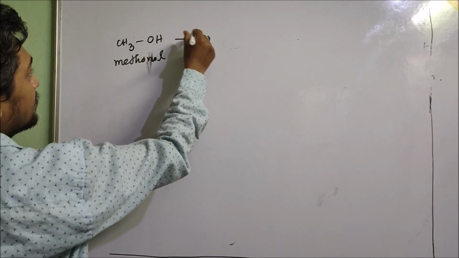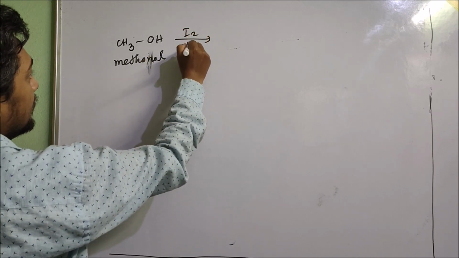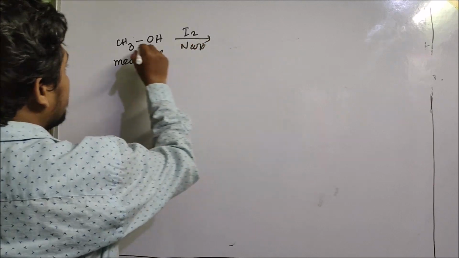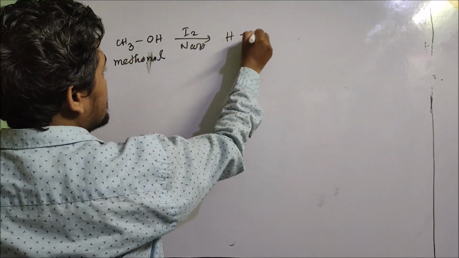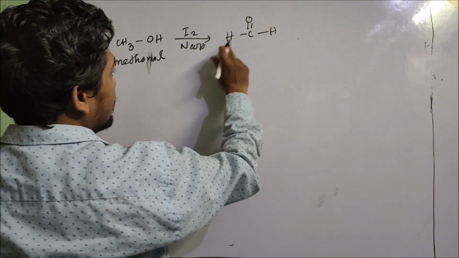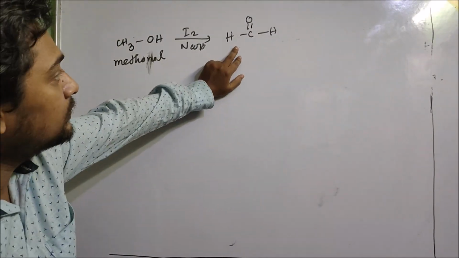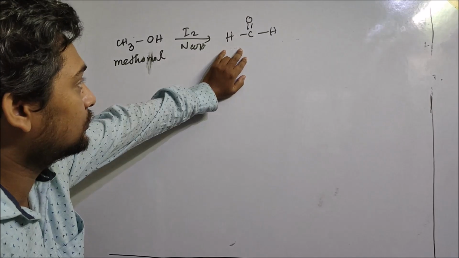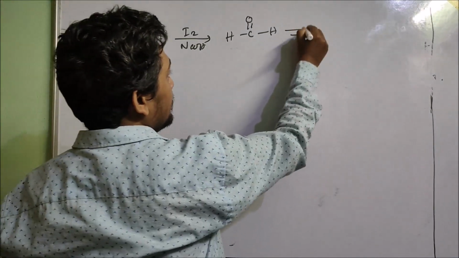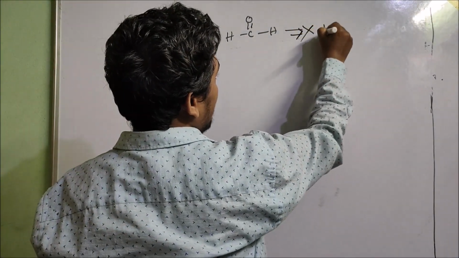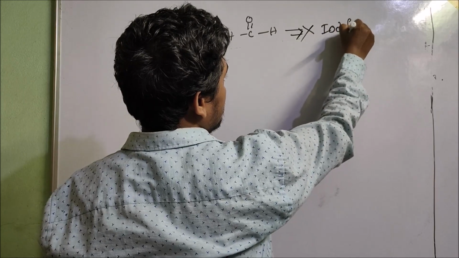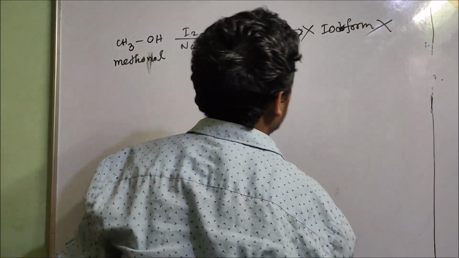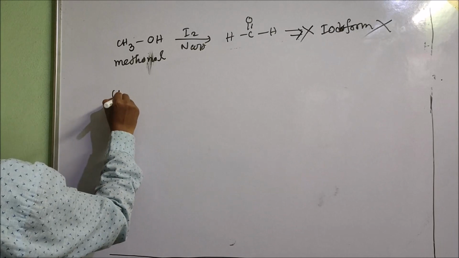So when you react with iodine and NaOH, at first it will oxidize into CH3COH. Here, this aldehyde does not have any ketomethyl group, so it will not give the iodoform reaction.